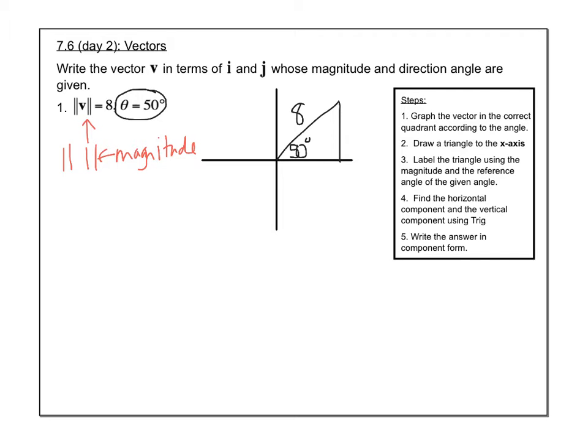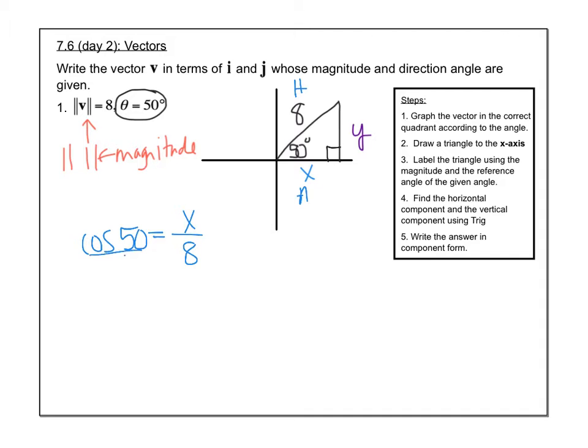And they want us to find the i and j components, which just means we're trying to find the horizontal component, x, and we're trying to find the vertical component, y. So we just need to find each of those components. You can do that just by looking at the triangle. It is a right triangle, so I can use SOHCAHTOA. To find x, x is adjacent and 8 is hypotenuse, so I can do cosine. It's going to be cosine of 50 is equal to x over 8.